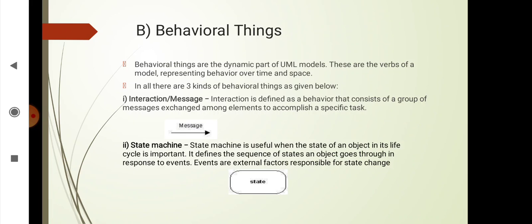Then state machine or state. It is a behavior that specifies the sequence of states an object or interaction goes through during its lifetime in response to events. A state machine is useful when the state of an object in its life cycle is important, and it defines the sequence of states an object goes through in response to events, and events are external factors responsible for the state change. Graphically, a state is rendered as a rounded rectangle, as shown in this figure. Here is state.